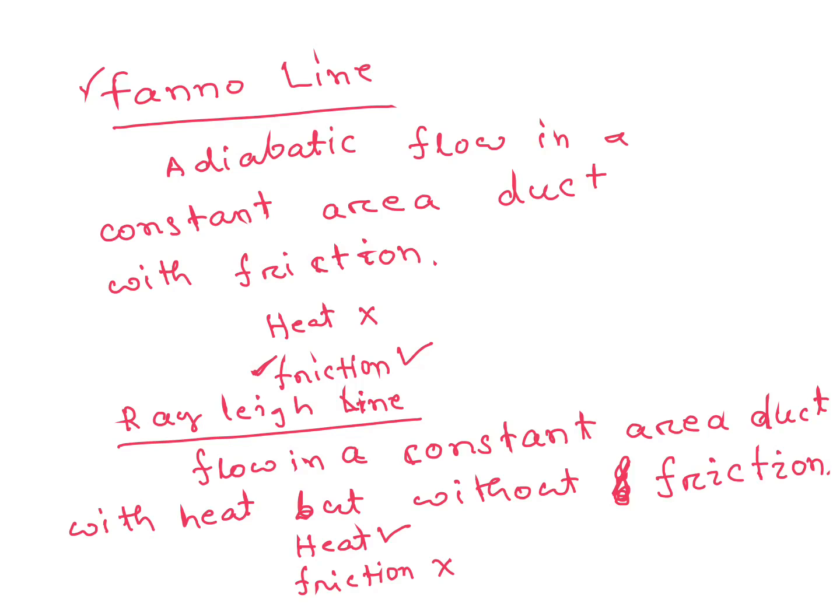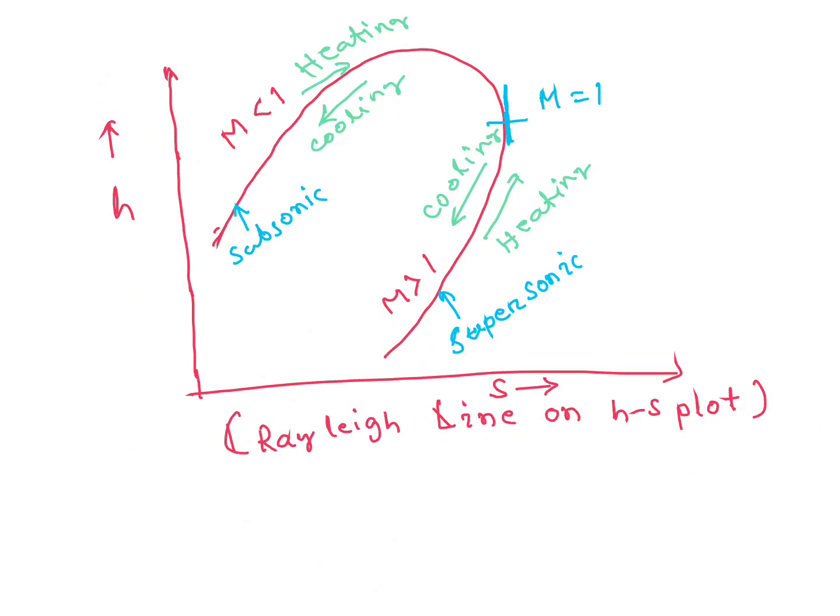This is also important: Rayleigh line on the HS plot. Here, in this case, subsonic, here supersonic. And cooling region, heating region for the supersonic case, and for the subsonic case, cooling and heating. Direction is also given. Here Mach number is 1.